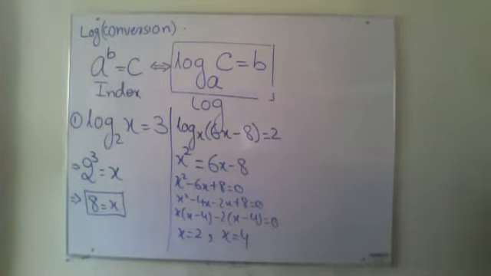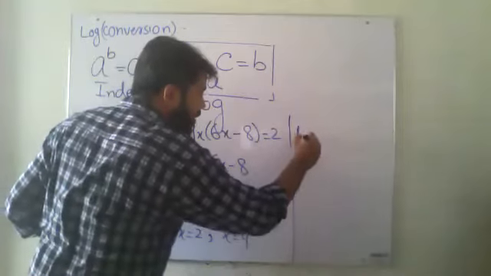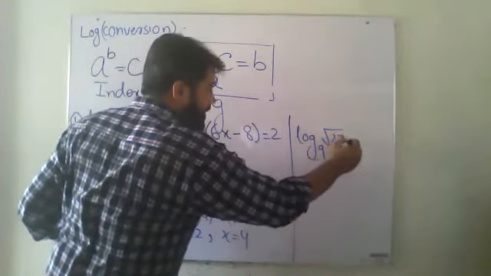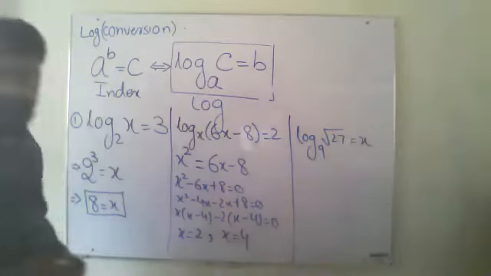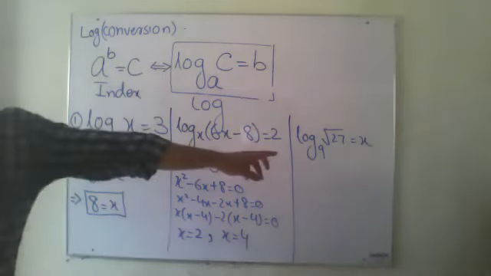Okay. Now the third type of question which we are going to solve over here is log base 9 of root 27 equals x. This is the third type of question which we are going to solve over here: log base 9 of root 27 equals x. See, three different types of question are there.